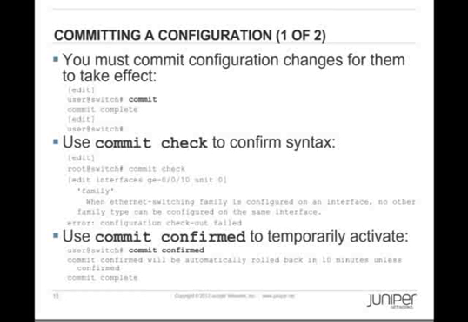I've got some questions. Let's see. So what is the effect of 2 commit confirmed commands within different times? They just override themselves. If you do commit confirmed once, then do commit confirmed again, it's just another commit confirmed. The other commit confirmed gets canceled out.